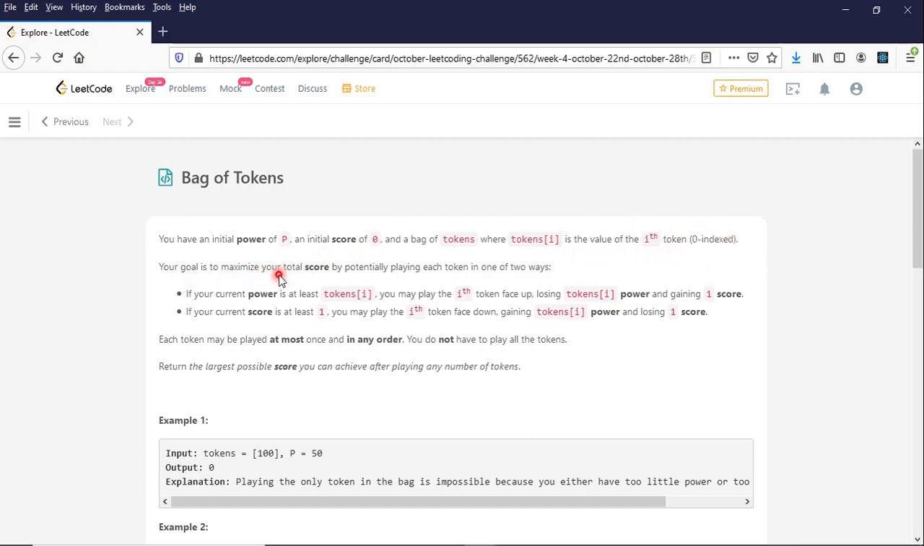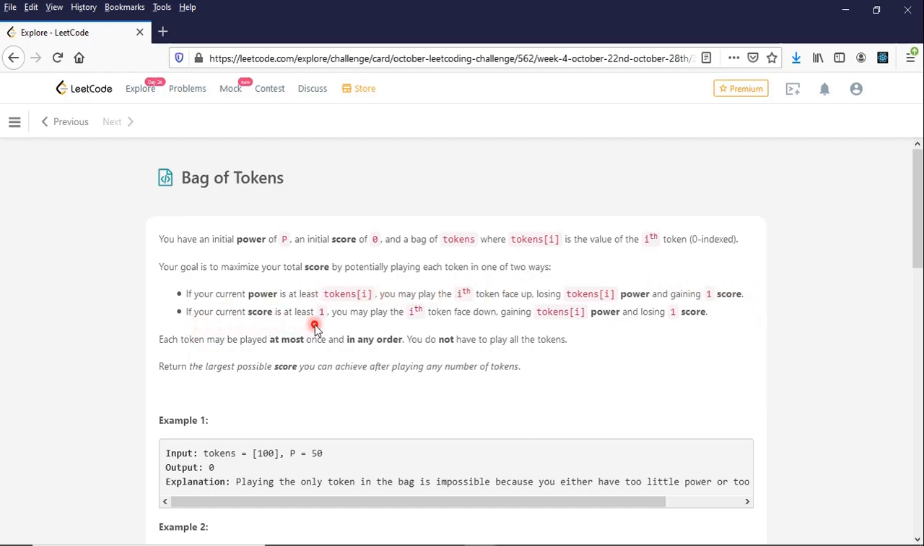Your goal is to maximize your total score by potentially playing each token in one of two ways. If your current power is at least tokens[i], you may play the ith token face up, losing tokens[i] power and gaining one score. So here, power is something similar to health in video games, and not the mathematical power function. Score is again in terms of video games, right? You get a score. So in that sense they have mentioned the score here.